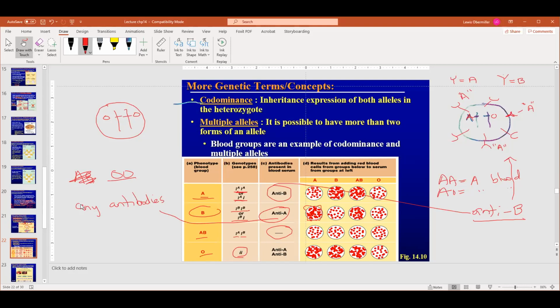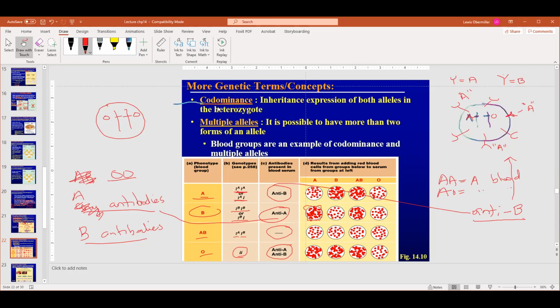And in this case, you would make A antibodies, and you would also make B antibodies, because A and B would be foreign to you since you don't have any A or B on your cell. So you would make both antibodies for A and antibodies for B. All right, so that's an example of codominance, right? If you have A and B, they're both made. If you have O and A, then they're both made, except O is the absence of it.